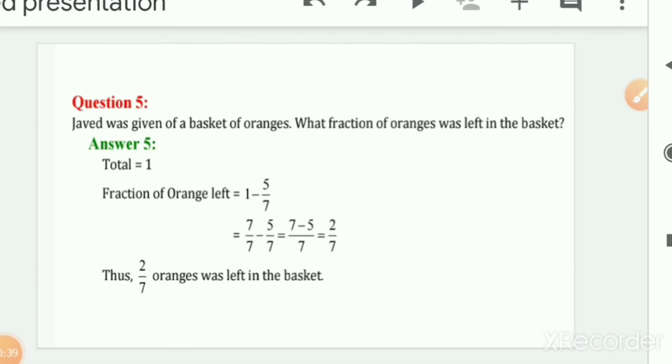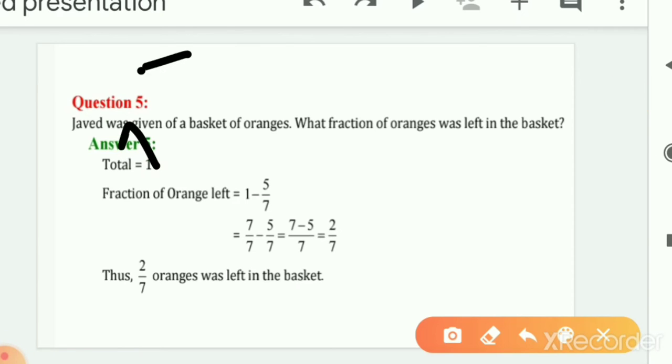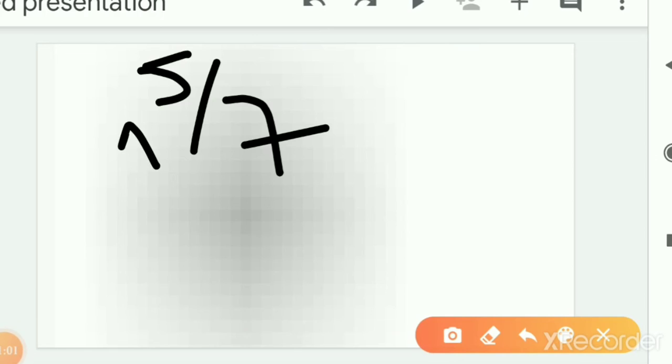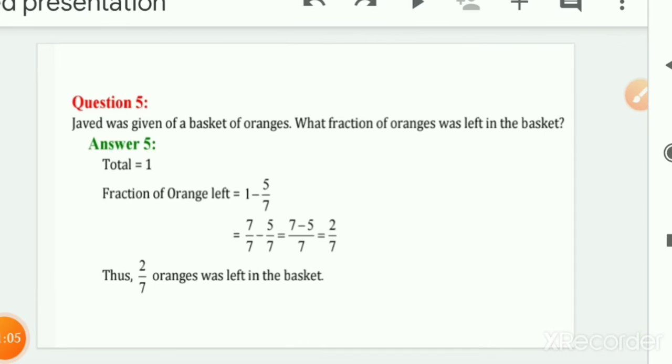See, the question is that Javed was given 5 by 7. Here is some mistake in the question. It is 5 by 7 of a basket. Okay, Javed was given 5 by 7 of a basket of oranges. So it is asking what fraction of oranges was left in the basket. It means if Javed was given 5 by 7 of a basket of oranges, it is asking how much of the fraction of oranges was left in the basket.